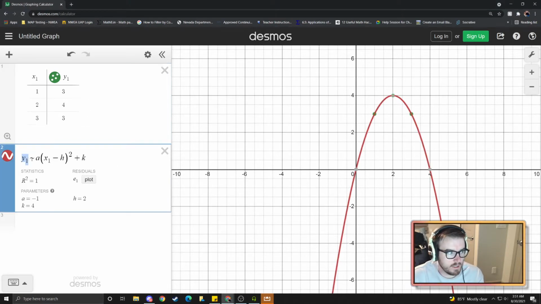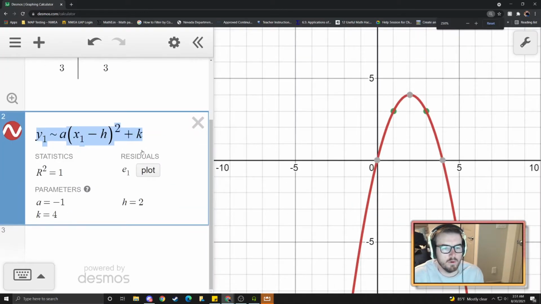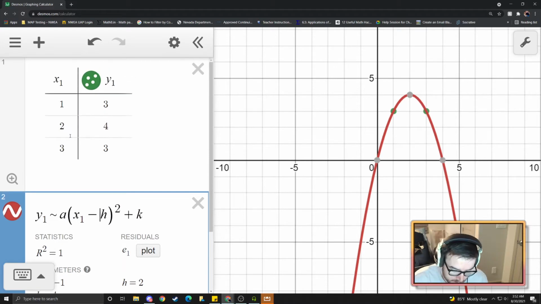So here's what the equation looks like, and I can zoom in a little bit for you. So it looks very similar, right? y = x, but you can see here I've typed it in vertex form. Before it was slope intercept form. Now we're here in vertex form. So let's go ahead and plug those points in.